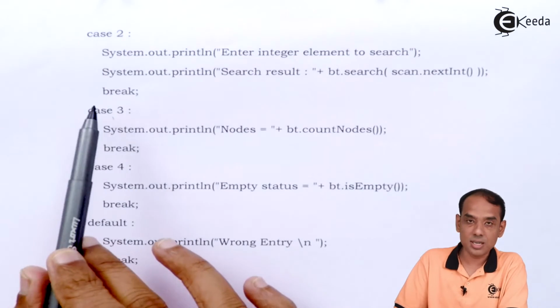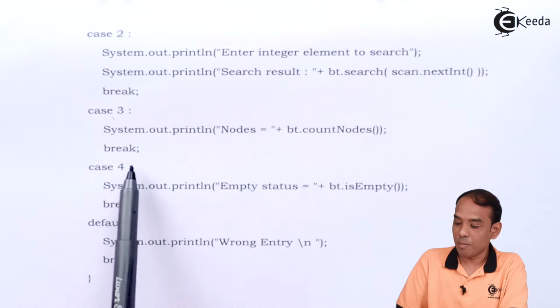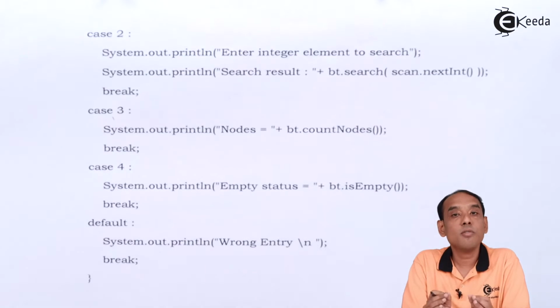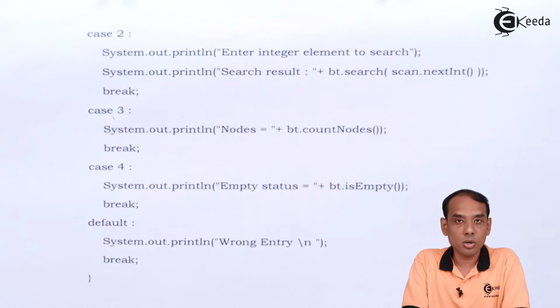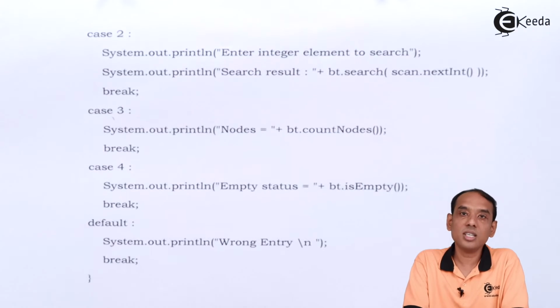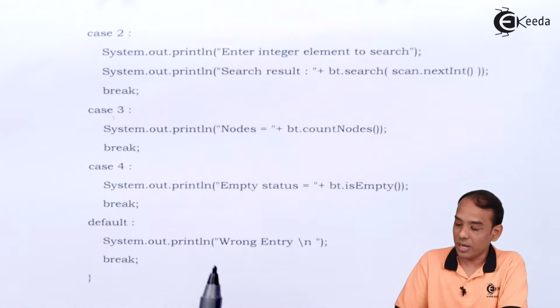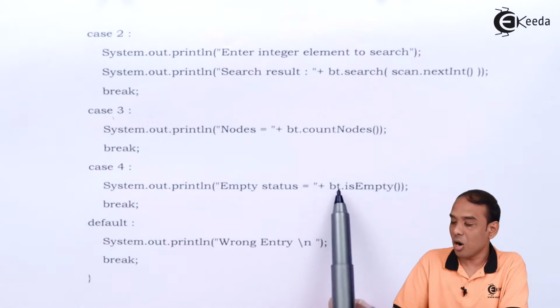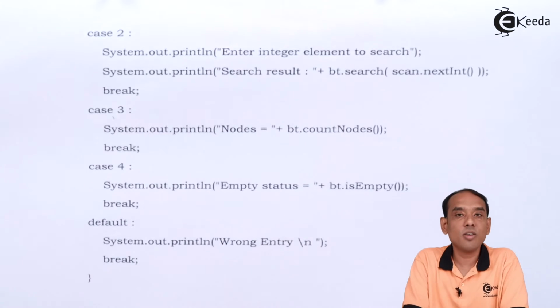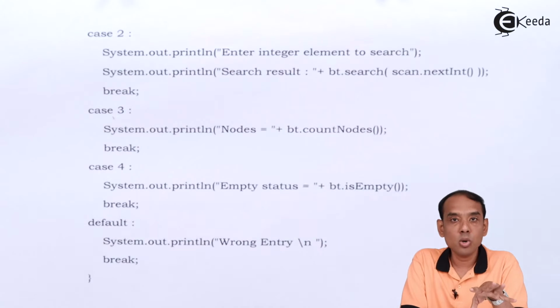Once we are done with case number 3, then we move to case number 4, where we are going to check whether the tree is empty or not. That is, what is the status? Is it empty or not? We have already defined a function called isEmpty. Hence we write empty status equal to bt.isEmpty. This is going to give me the value whether nodes are present in the given binary tree or not.